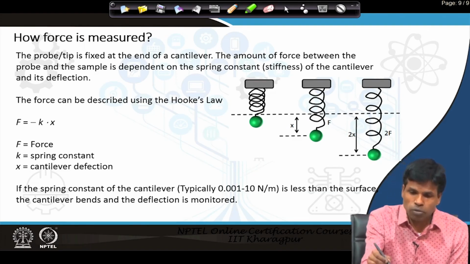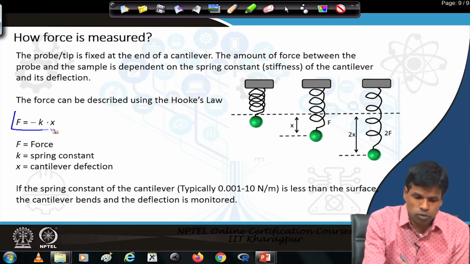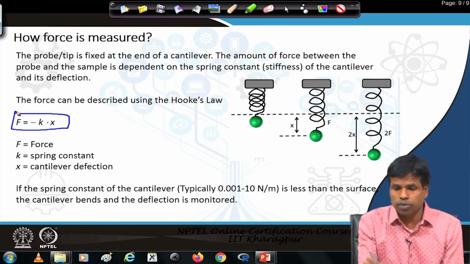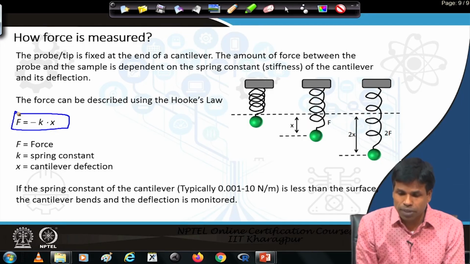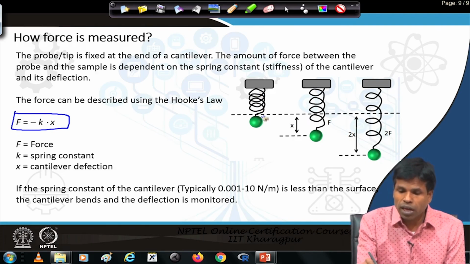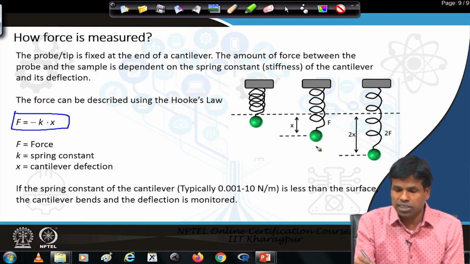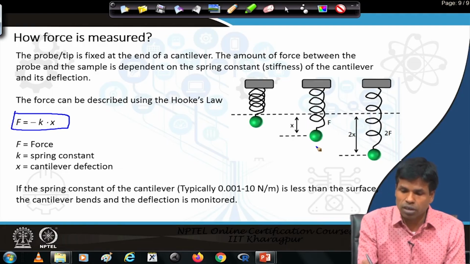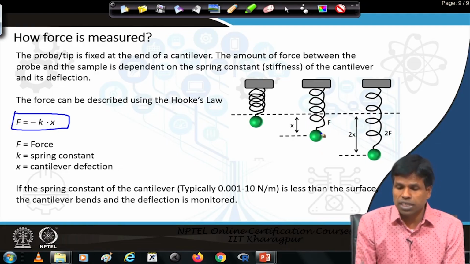We know the simple Hooke's law. Hooke's law: F is equal to kx, or here it is minus kx, because we have taken an example of a spring. The spring is attached to a support, and at the bottom let us say we have a pendulum, and the spring will stretch. This stretching or displacement depends on how much force is put on the spring, or how much weight the pendulum has.